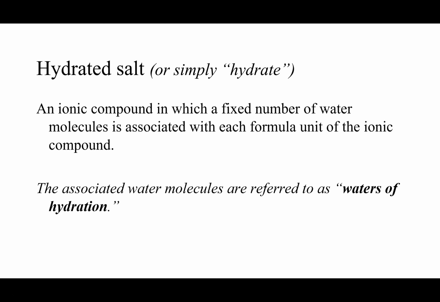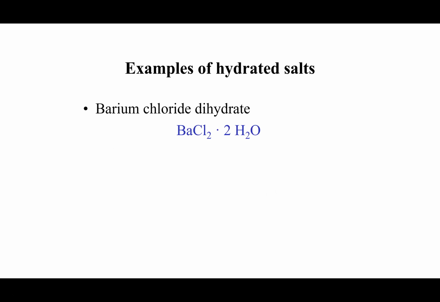So you're going to see it in the formula of a hydrate. For instance, this is a formula of a hydrate. The ionic compound is just barium chloride. After the dot, it's going to show you the waters of hydration. For every BaCl2 formula unit, you're going to have 2 waters of hydration surrounding them. It's just what they do. So I would call this BaCl2 dot 2H2O.